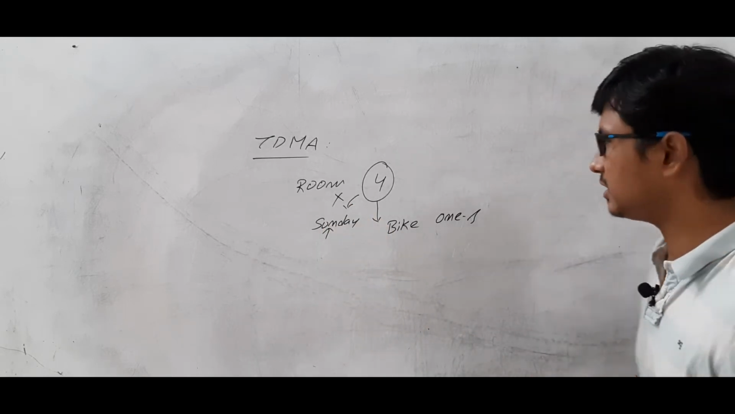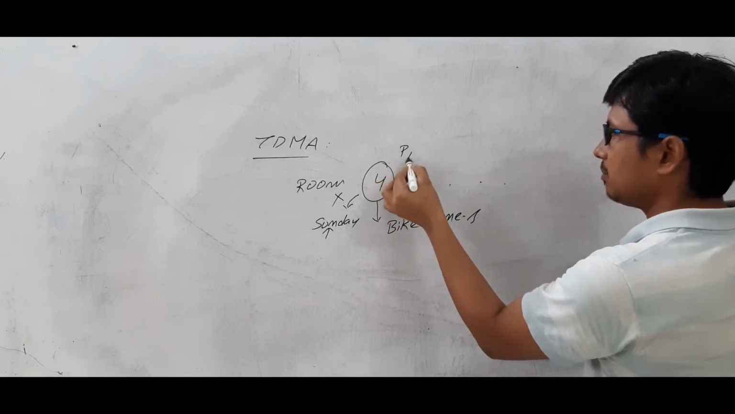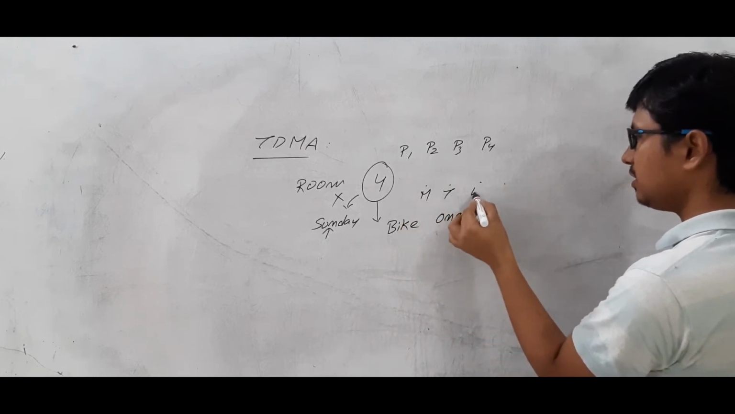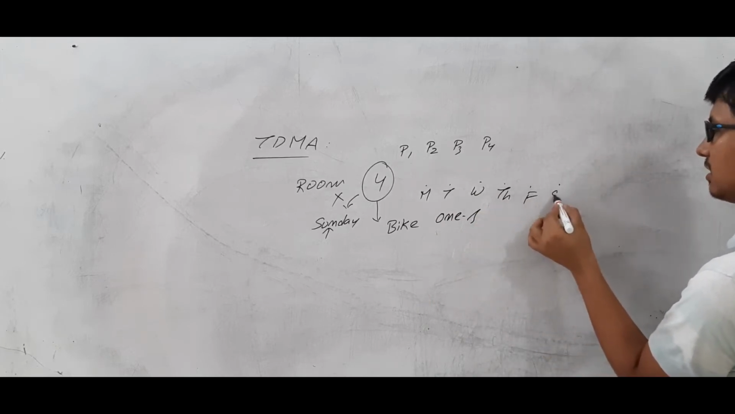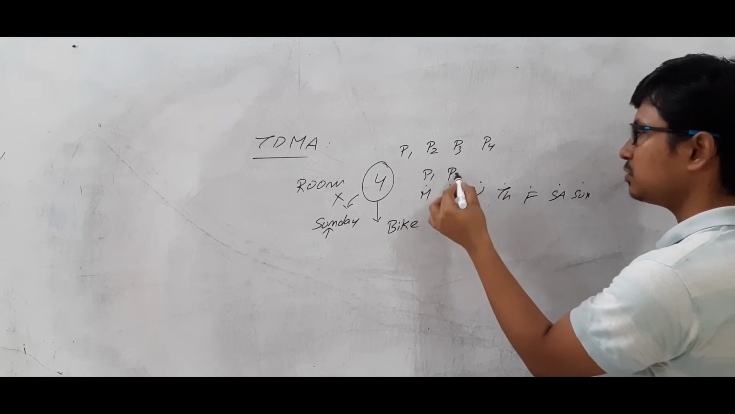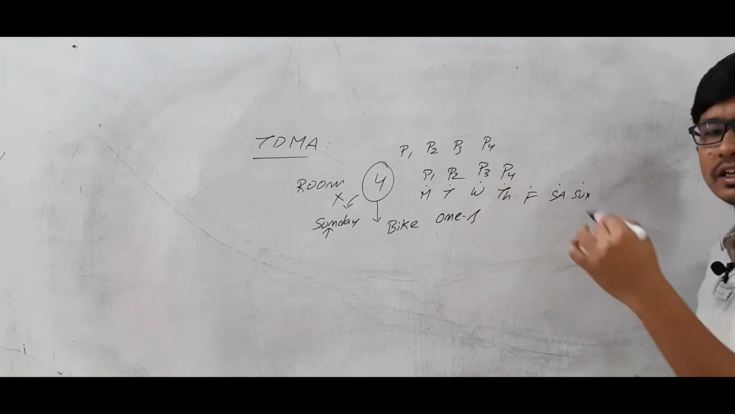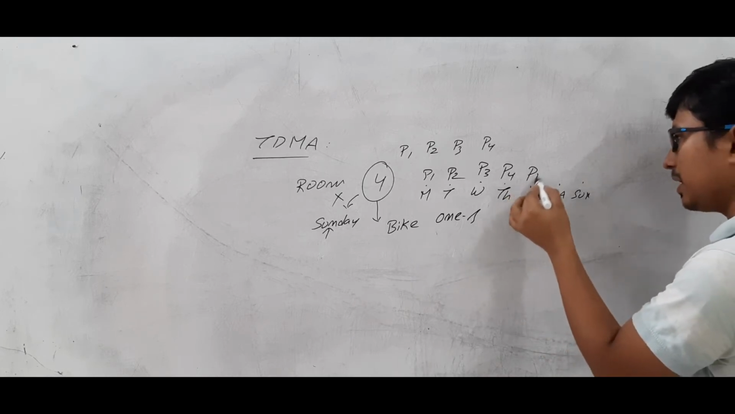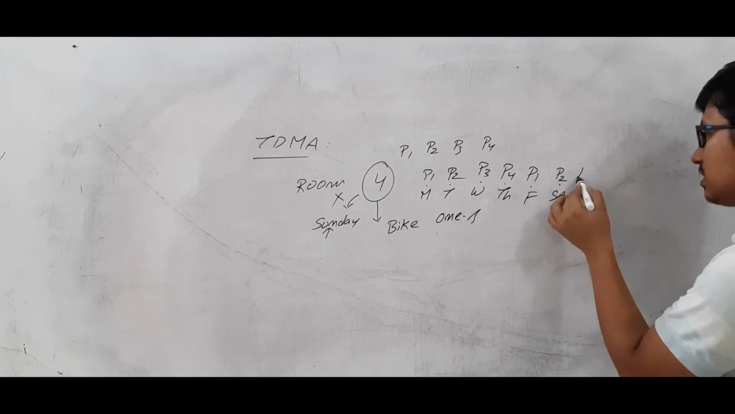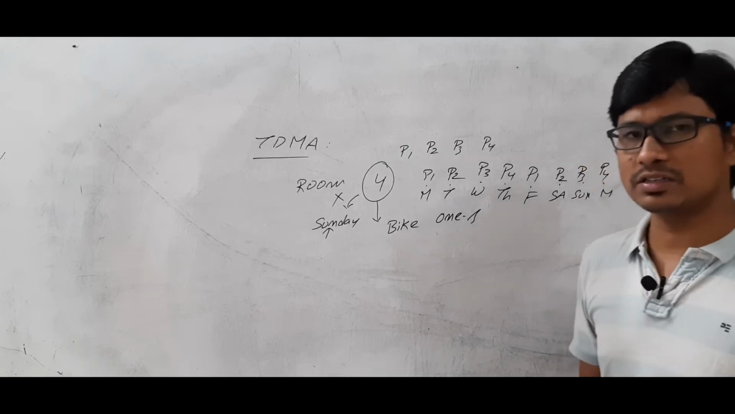So finally, someone gave an idea. There are person 1, person 2, person 3, person 4, four members, and the days are Monday, Tuesday, Wednesday, Thursday, Friday, Saturday and Sunday. They decided that on Monday person 1 will use the bike, Tuesday person 2, Wednesday person 3, then Thursday person 4. Then again person 1 gets the bike on Friday, person 2, person 3, and then next Monday will come after Sunday, and again the fourth person. Like that, they have allotted the slots.